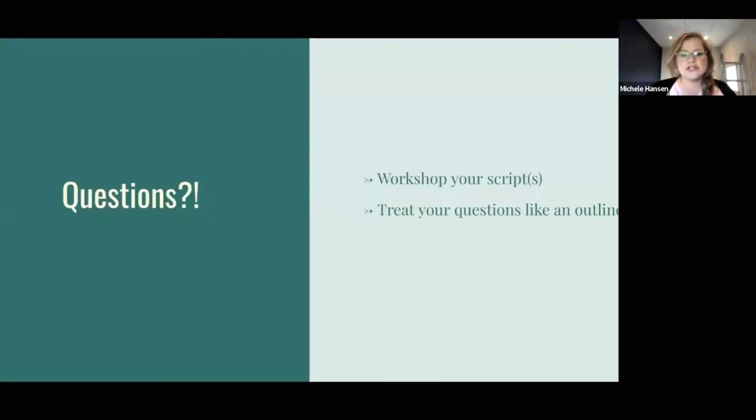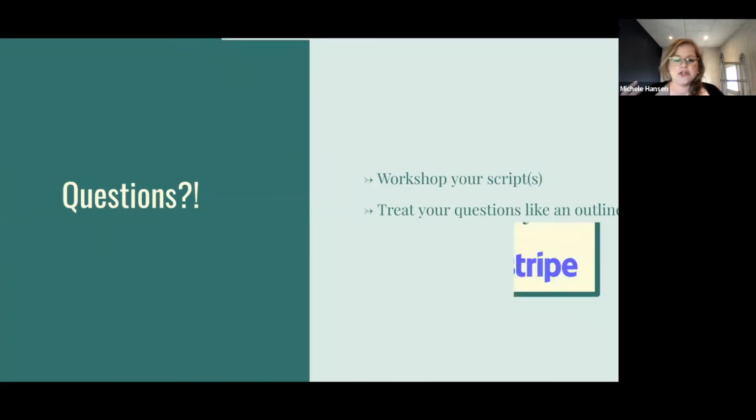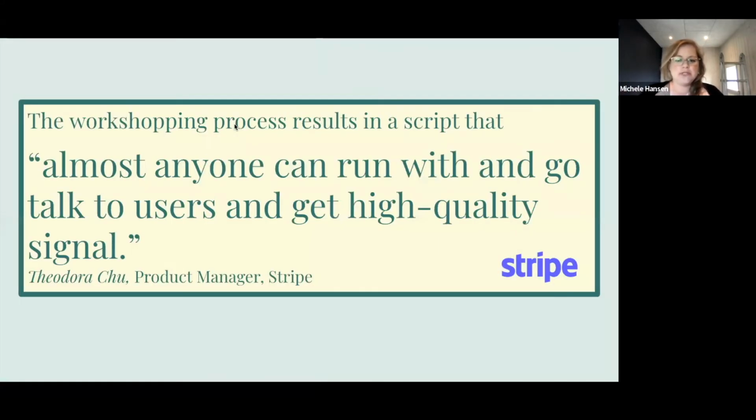And one thing I suggest when you have a script, or are taking an existing script and working with it, is workshopping it, which is basically testing it within your team, doing sample interviews with one another, making sure that there's good flow in the questions. This is something that they do every time before they do user interviews at Stripe. I talked to Theodora Chu, a product manager at Stripe, for my book, and she said that the workshopping process results in a script that almost anyone can run with and go talk to users and get high quality signal.